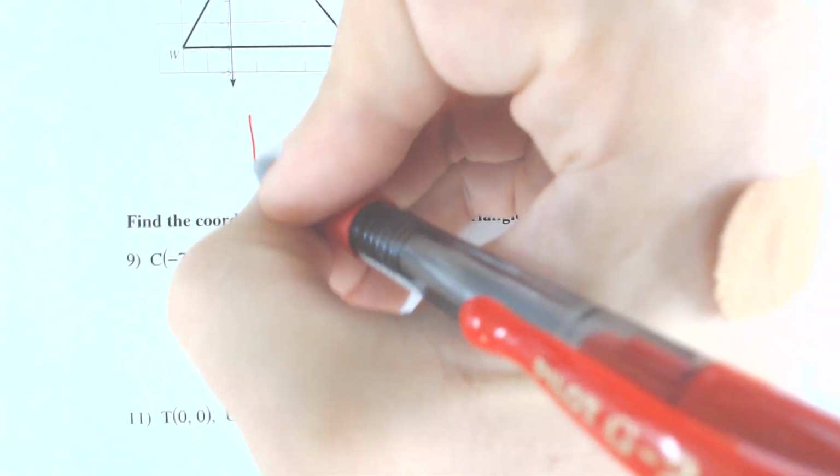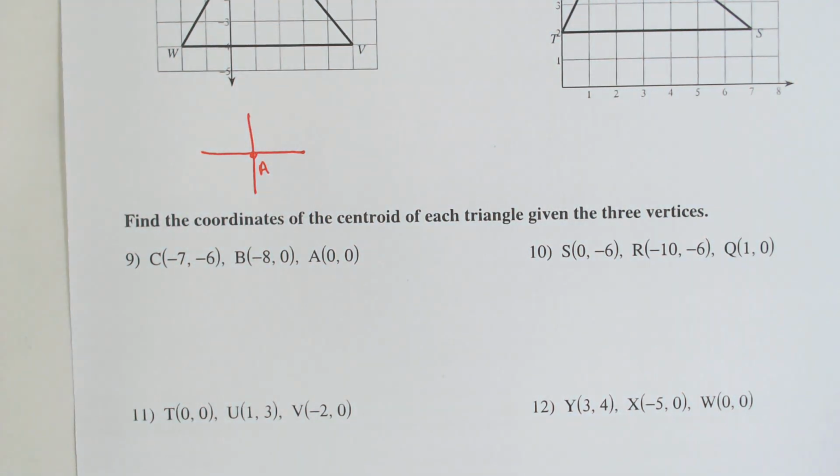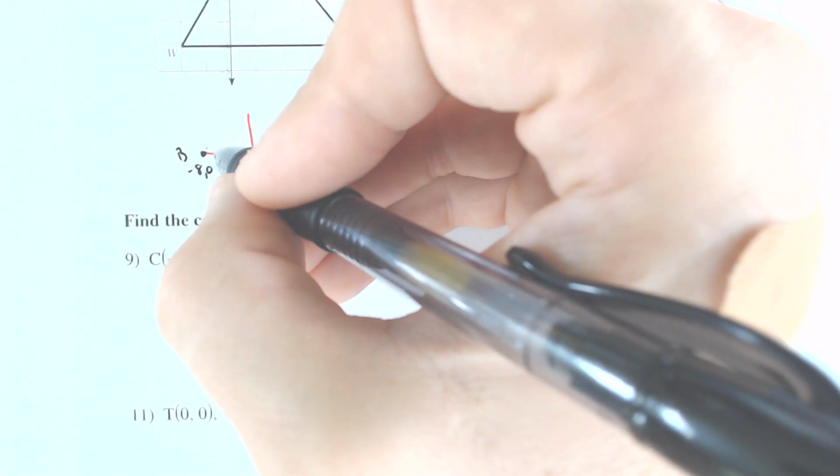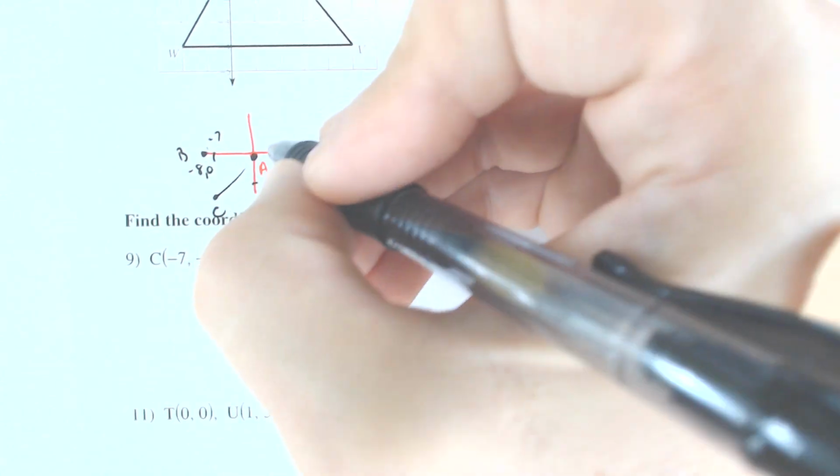So I'm going to do number 9. We got 0, 0, that's A. We got negative 8, 0, that's B. And then we have negative 7, negative 6, that's C. So here is our rough graph of this problem right here.